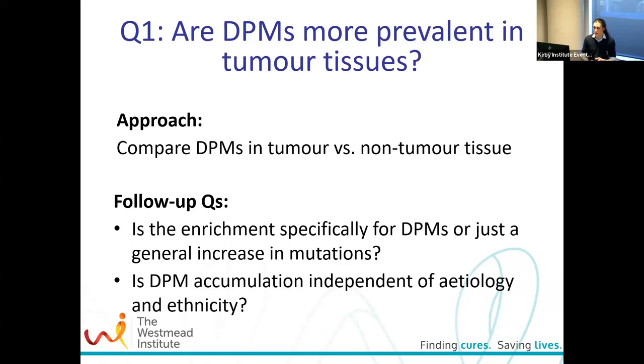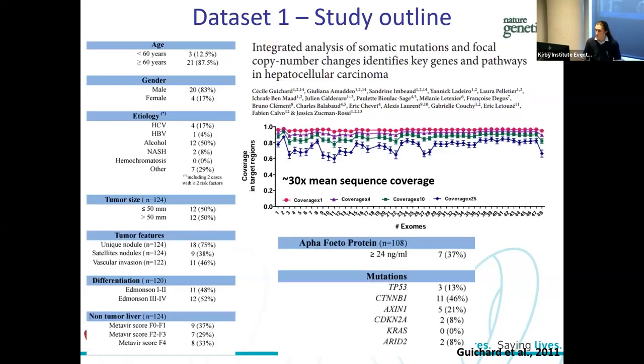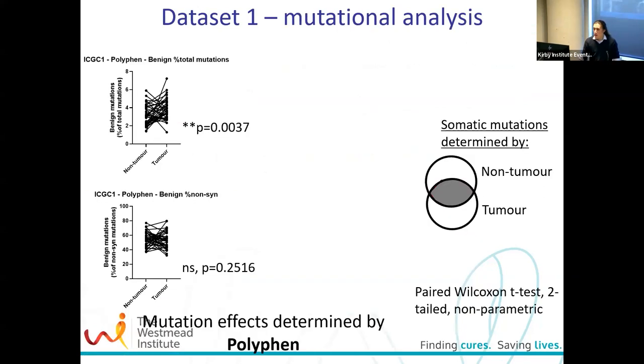So the first question was fairly easy, using data sets that were already out there. Are DPMs increased in tumor versus non-tumor tissue? And we had some follow-up questions: is there enrichment specifically for DPMs, or is it a general increase in mutations, and is this DPM accumulating independent of the actual underlying liver disease or ethnicity or anything else like that? So we used data sets that are out there that have all these different etiologies, different genders, different driver mutations, a really heterogeneous group.